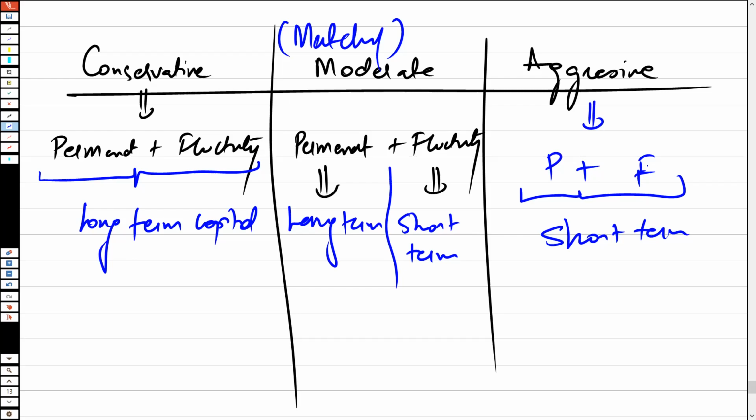Right. Is everyone okay with this? Okay, so that marks the conclusion of the working capital management revision.